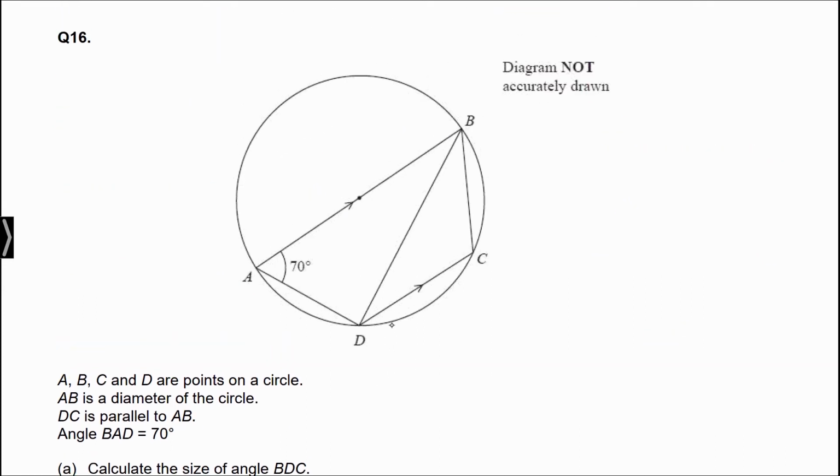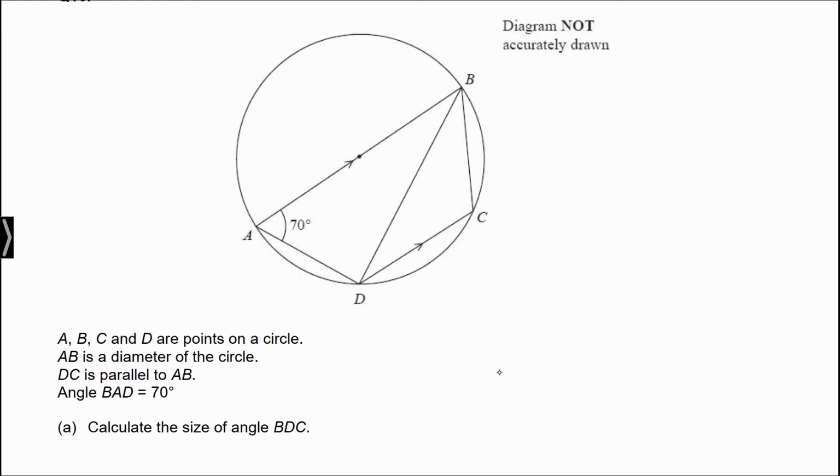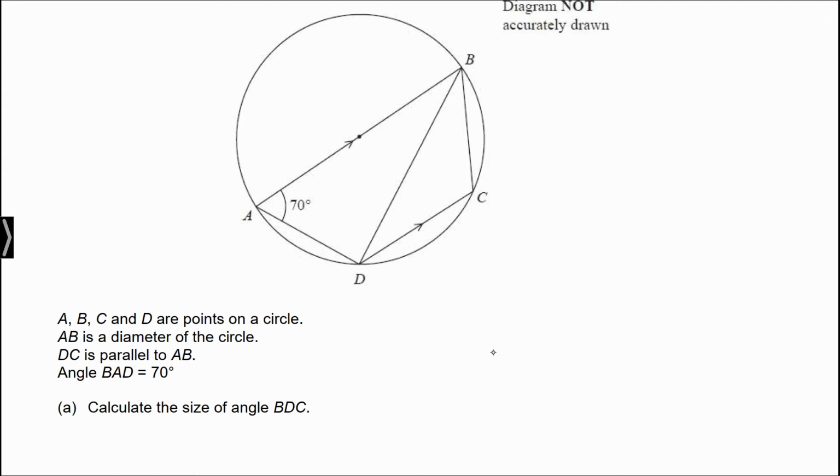Number 16, again, we're given this shape. These are parallel lines, and AB is the diameter of this circle. The first question is to find angle BDC. BDC is this angle here. Obviously, we know that if these are parallel lines, this angle will be equal to this angle because these are alternate angles.